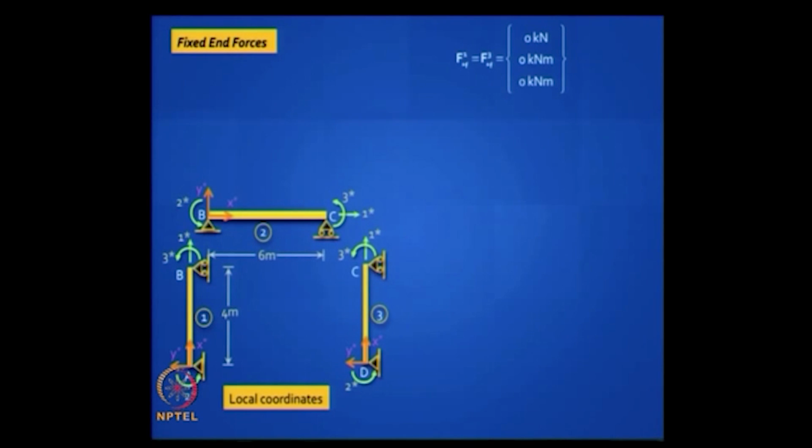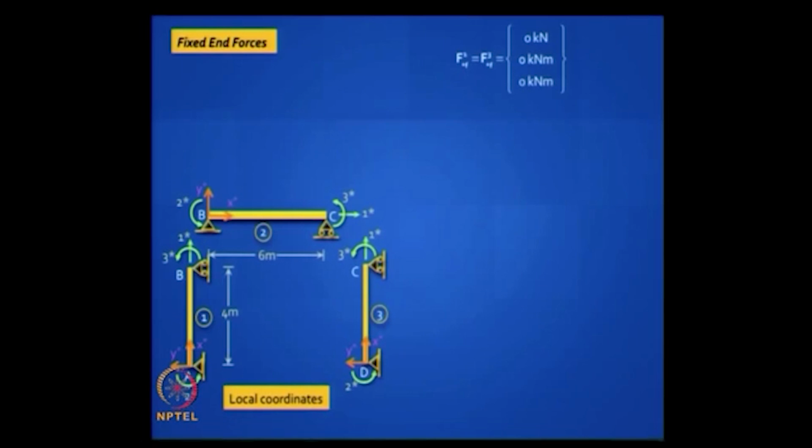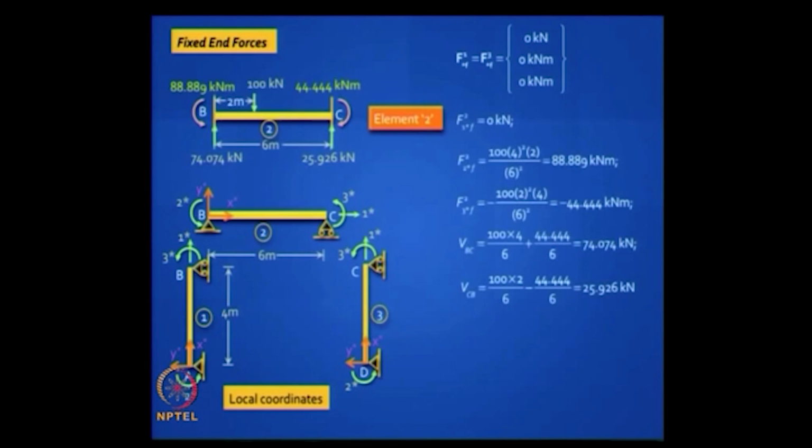Fixed end forces, we have done this before. Okay, so these are your local coordinates. The elements 1 and 3 don't have any loads in between, so it's 0 kilonewton, 0 kilonewton meter, 0 kilonewton meter. Remember, 1 star corresponds to an axial force, 2 star and 3 star correspond to the end moments. There is no fixed end force for the first and third element. It's only for the second you have, and you have to be careful with that.